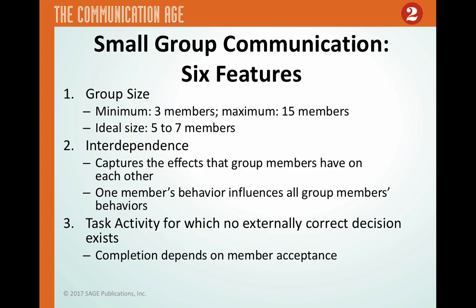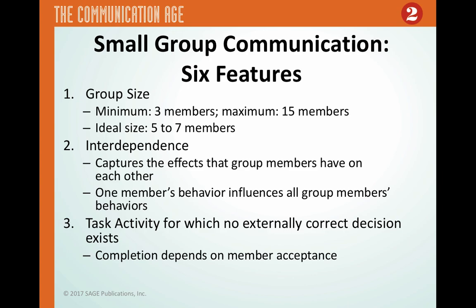Interdependence, again, this captures the effects that group members have on each other, and one member's behavior influences all group members' behavior. We rely on each other interdependently. Each of us has our own responsibility, and we rely on each person accomplishing that responsibility in order for all the tasks of each individual to come together and ultimately lead to the completion or success of a goal or a task.